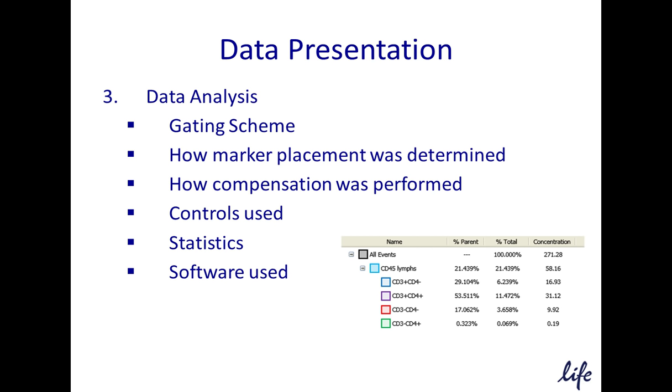Information should be presented about approaches to compensation and specify how multicolor compensation was performed, including antibodies, cells, or beads. Report whether the statistical analysis represents a comparison among mean, median, or percentage values, and report the software package used to perform the analysis.